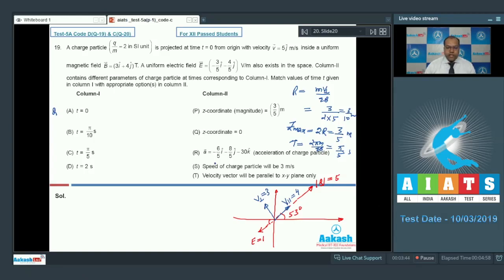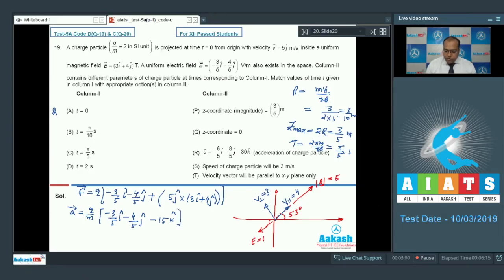The acceleration at that instant can be found out. So we can say that F is equal to q into E vector. E vector is given, that is minus 3 by 5 i cap minus 4 by 5 j cap, plus q, which I have taken common, into v cross B. The velocity vector is 5 j cap, cross the magnetic field vector 3 i cap plus 4 j cap. So this is equal to mass into acceleration. The acceleration vector can be found from here, that is equal to q by m into minus 3 by 5 i cap minus 4 by 5 j cap, and j cross j is 0, so it comes out to be minus 15 k cap.